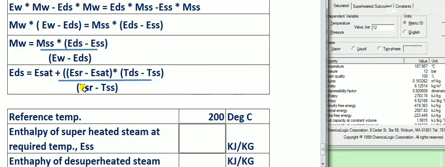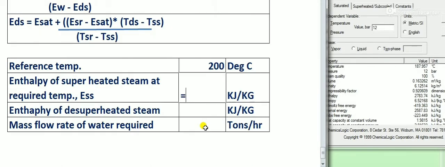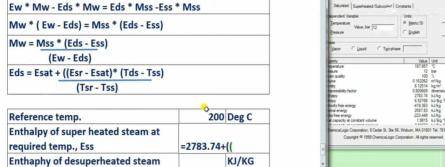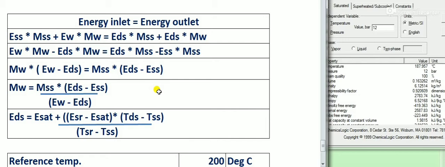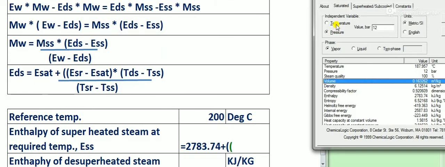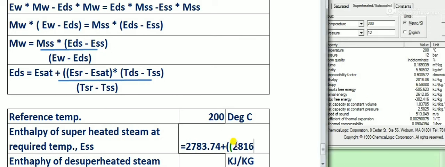We want to calculate the enthalpy of desuperheated steam by the interpolation method. The enthalpy of saturated steam is 2783.74, plus the enthalpy of superheated steam at the reference temperature, that is 200 degrees centigrade at 12 bar pressure, which you can get from the steam table. How much is the enthalpy? 2816.06.